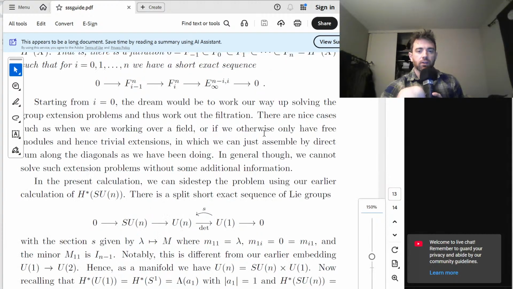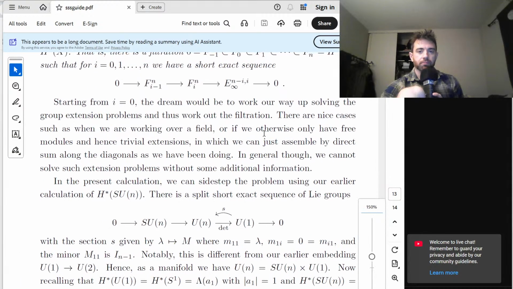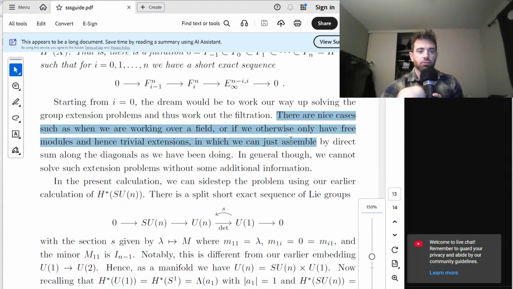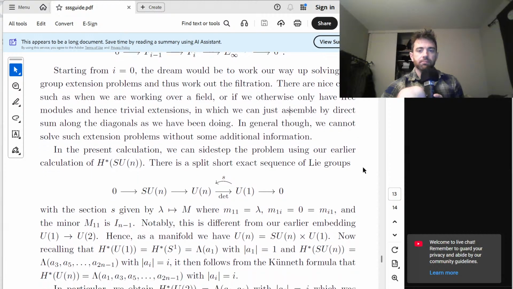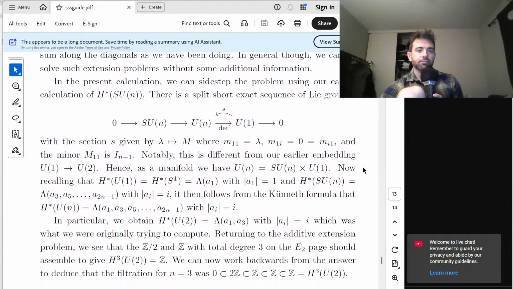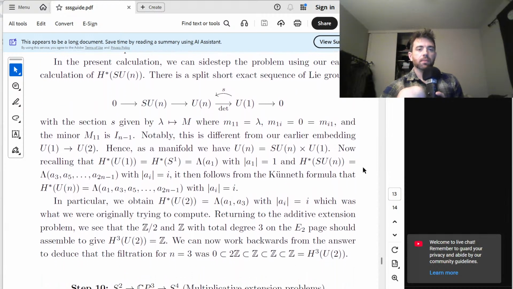Right. Go see my videos on group cohomology. There are nice cases, such as when we are working over a field, if we otherwise only have free modules and trivial extensions. Yep. In the present calculation, we can sidestep this problem using our earlier calculation of SU(n), because there's a split short exact sequence here.